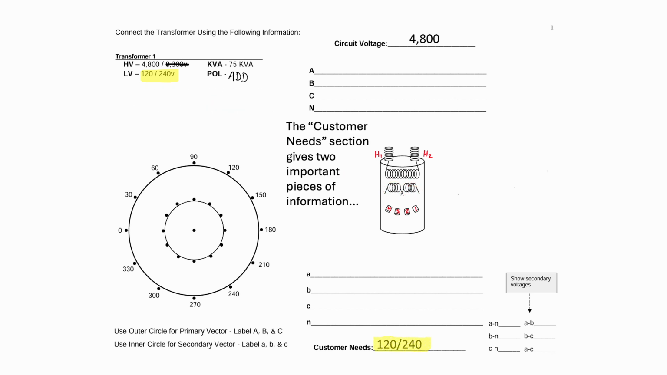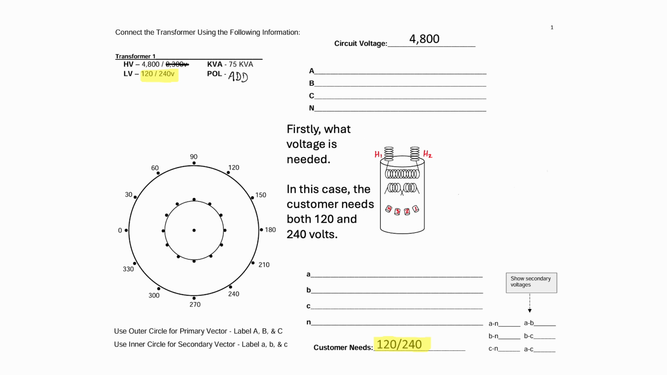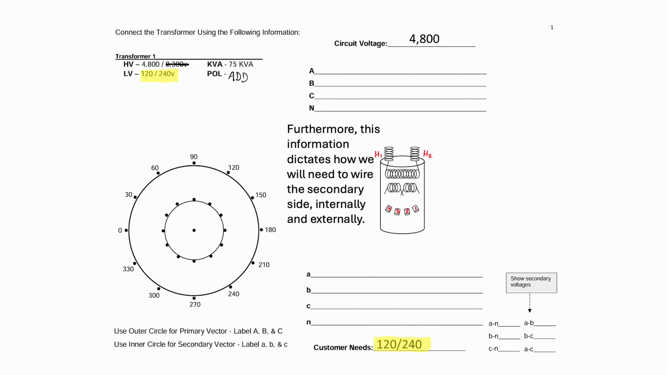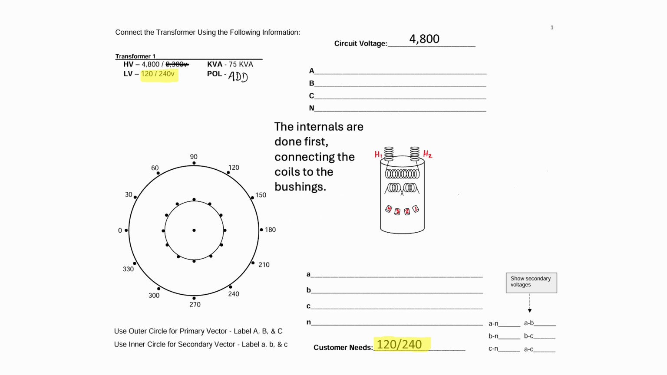So we'll look at the customer needs section, and there we're going to find two important pieces of information. Explicitly, it tells us what voltage is needed. In this case, the customer needs both 120 and 240 volts. And furthermore, that information implies how we will need to wire the secondary side, internally and externally. The internals are done first, connecting the coils to the bushings.